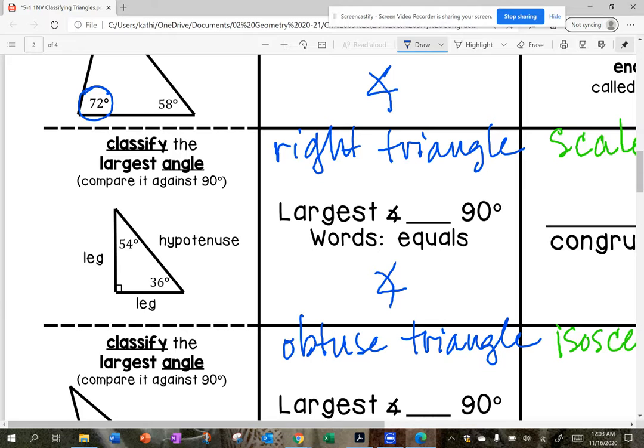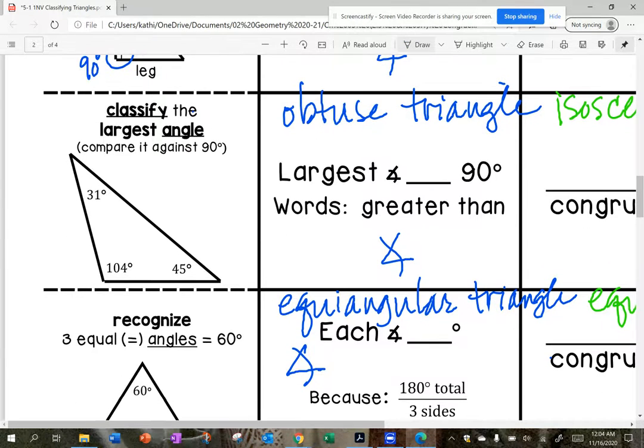My next example here, this angle here is shown with a symbol, and I know that symbol means that that's 90 degrees, so my largest angle is 90 degrees. So when my largest angle equals 90, I call that a right triangle. So 104 degrees in this example. When my largest angle is greater than 90 degrees, I call that an obtuse triangle. These all match the names of the angles.